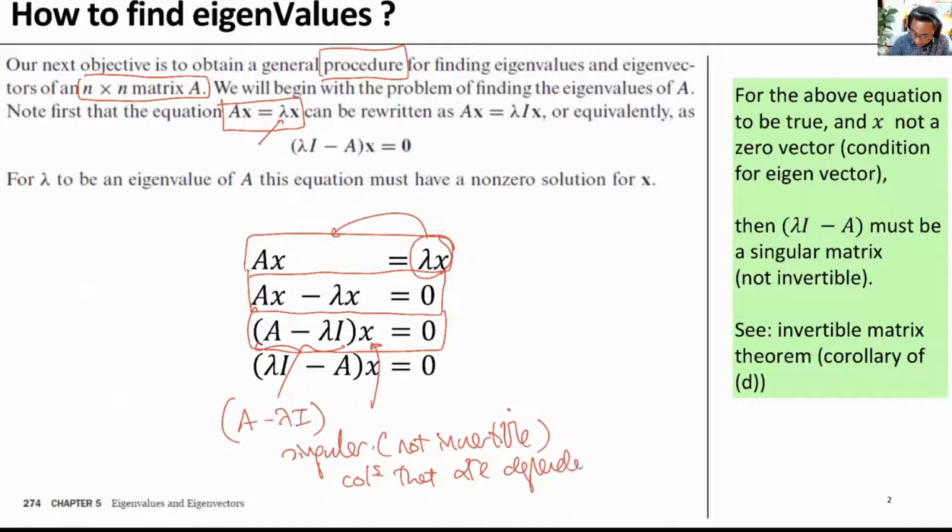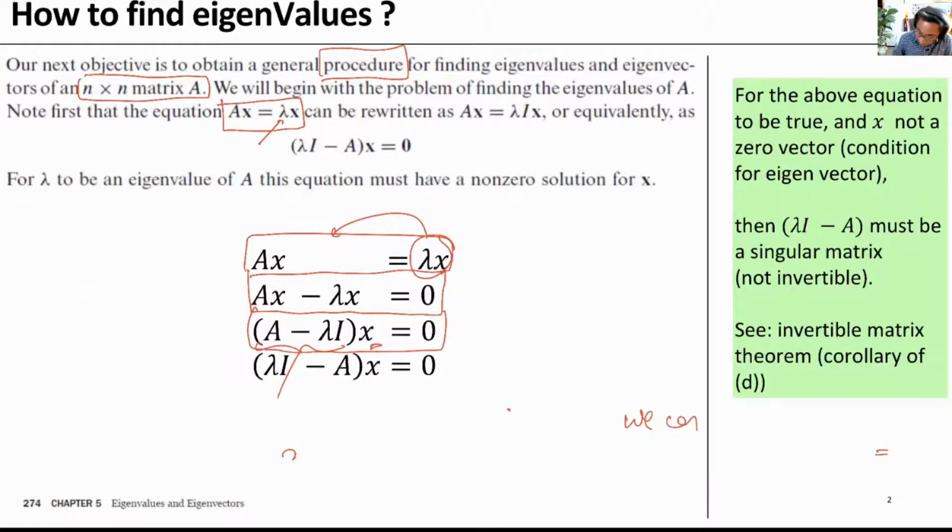When the columns are dependent, then we can find a vector x such that A minus lambda I multiplied by x will be equal to 0 for non-zero x. Okay, that's the procedure.